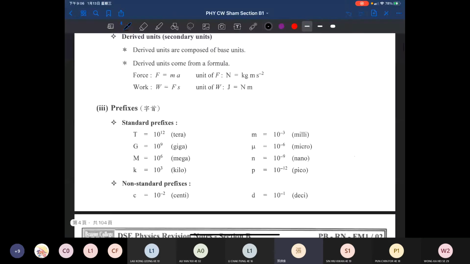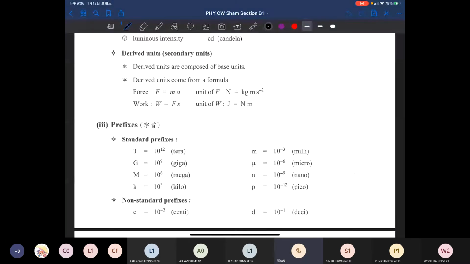However, these units can be used to deduce other units. That is very important because if you have forgotten the actual unit you need to use, you can use the formula to compose the complex unit. Like for F equals ma, the unit of F is Newton, which we know. However, we can also use kilogram meter per second squared to state the unit of Newton.